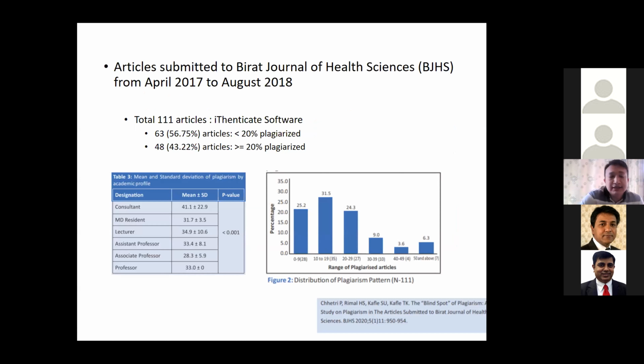You may be wondering whether plagiarism is one of the important causes of article retraction in orthopedics, in JBJS American.